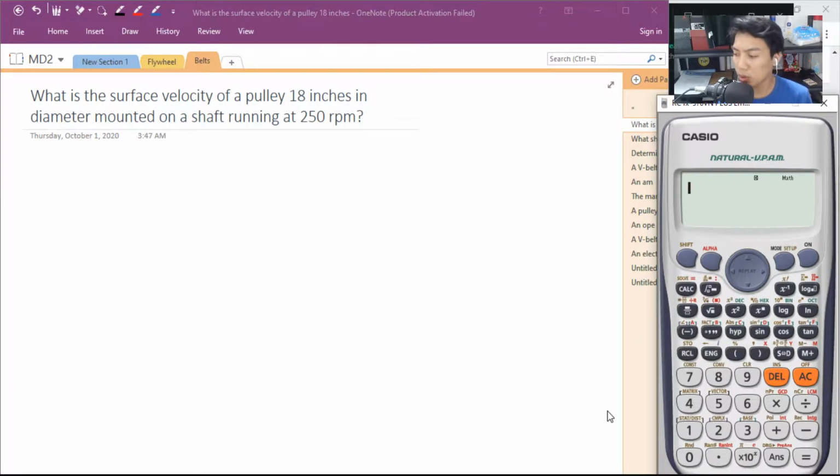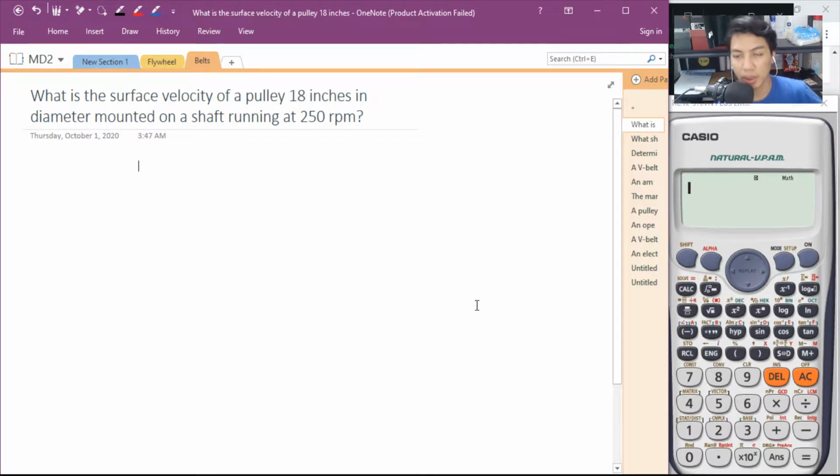Now, let us move forward with the discussion on problem solving for belts. I have here 1, 2, 3, 4, 5, 6, 7, 8, 9, 10, 11, 12. So, 12 problems. Hahatiin ko lang siya sa tig 5. Tapos yung dalawa kasi medyo mahirap yan at mahabang problems. So, itong dalawa will be part 3. Part 1 will be 1 to 5. So, let us go with problem number 1.